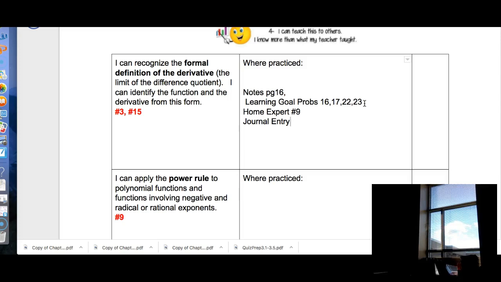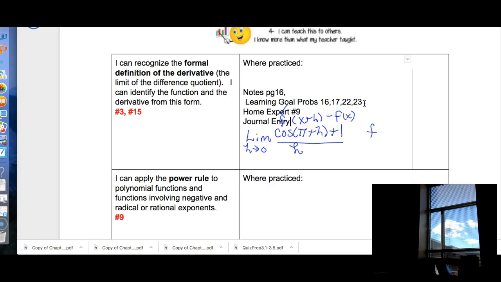So this is what I mean by that. If you had the limit as h approaches 0 of cosine of pi plus h, minus cosine of pi, over h, that's a dead ringer for the formal definition. And maybe this is matching and you have to match it with the correct value. This is the formal definition of the derivative, f of x plus h minus f of x over h. The function in question is the cosine function. So f of x is cosine x. This is the derivative of that at pi.